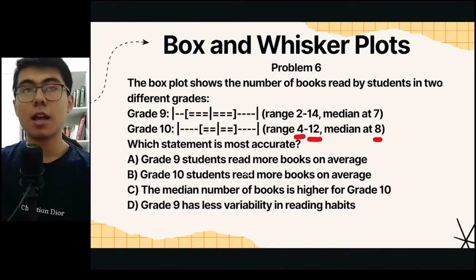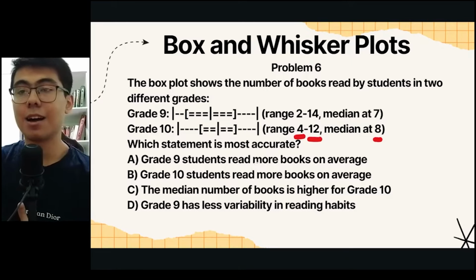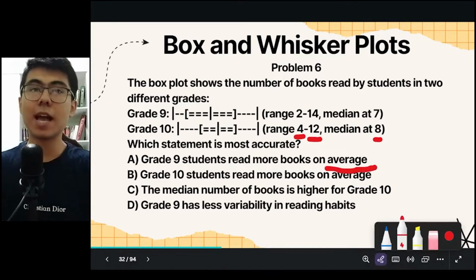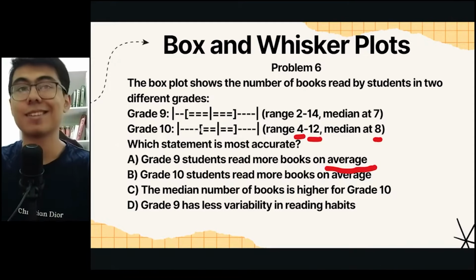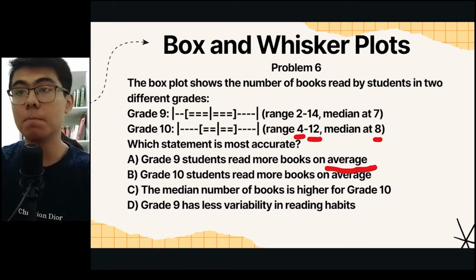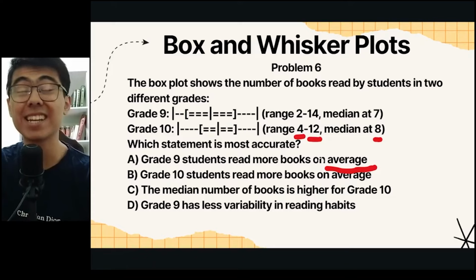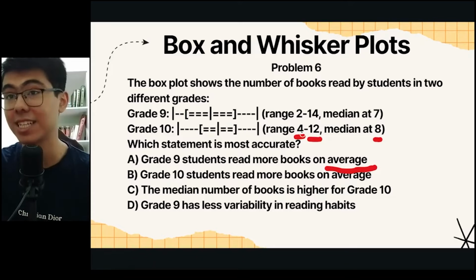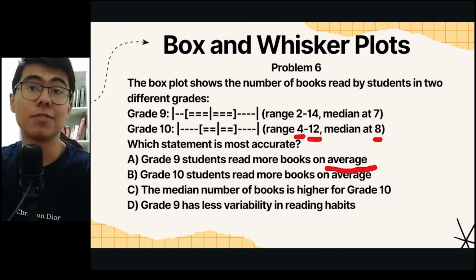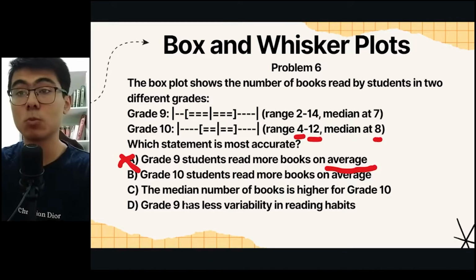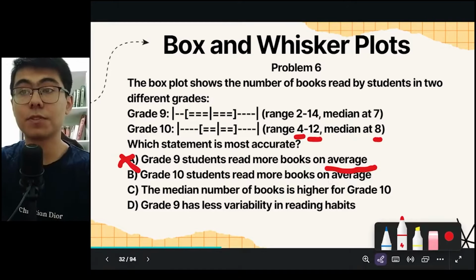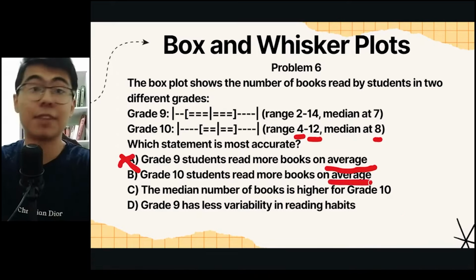Well, the big problem with choice A is this word, average. Here we don't have the average, which is the mean, and it is not given in this box plot. We only know the median and ranges, so we can't confidently say that. We cannot talk about averages here because they're not given in this box plot. So A is wrong. Choice B: Grade 10 students read more books on average. Well, here they're also mentioning average, and we don't have averages here.